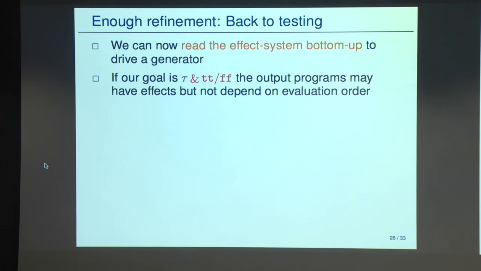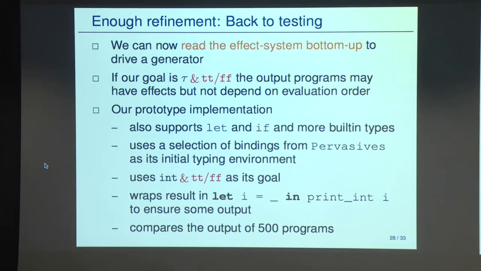Enough formalism, enough refinement. Now we have an effect system, and then we can read it bottom up, like Michał Pałka and friends, except now we don't just have a goal type tau, we also have a goal effect. And if we choose 1, 0, it means generate me a program that may have effects, but it's not allowed to have evaluation order dependence. Great. So that's the thing we implemented. In this prototype implementation, we just use int, and then we print the result of evaluating that integer to ensure some output.